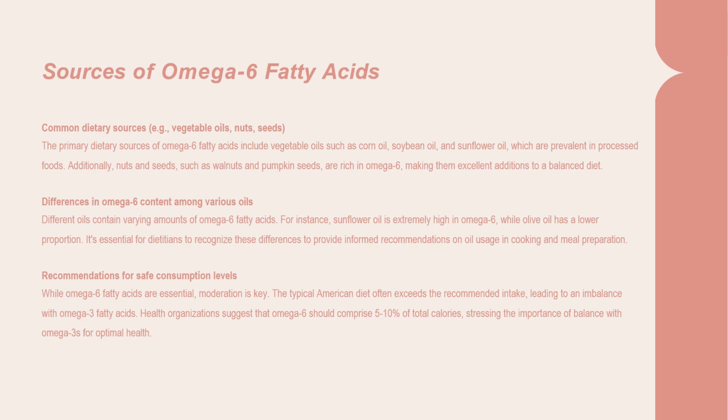So what are the sources of omega-6 fatty acids? The common dietary sources are vegetable oils such as corn oil, soya oil, and sunflower oil, which are prevalent in processed food. Additionally, nuts and seeds such as walnuts and pumpkin seeds are rich in omega-6, making them excellent additions to a balanced diet. So different oils contain various amounts of omega-6 fatty acids.